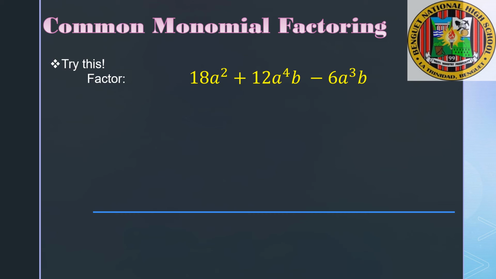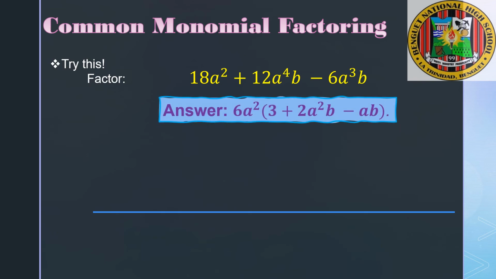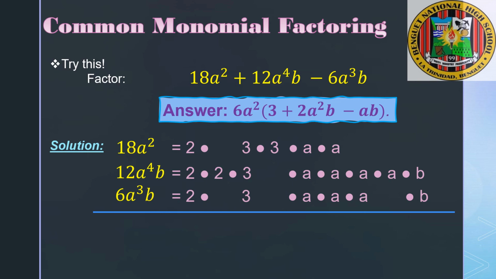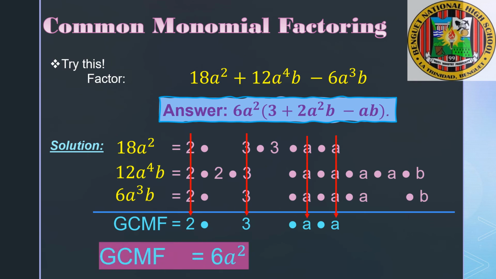Done? Let's see. If your factors are 6a squared and the quantity 3 plus 2a squared b minus ab, then you are correct. Good job! Let's take a look at the solution. So first, you factor out the three terms in the polynomial using prime factorization. Comparing the factors, we see that 2, 3, a, and a are common to all three terms. So we choose them to form our first factor, the GCMF, which is 6a squared.